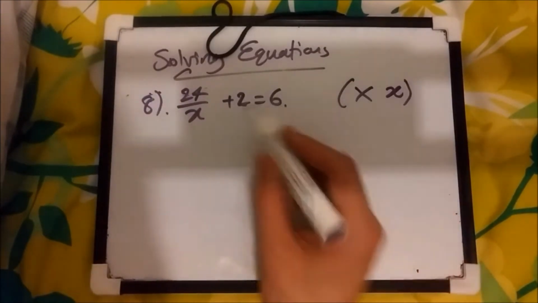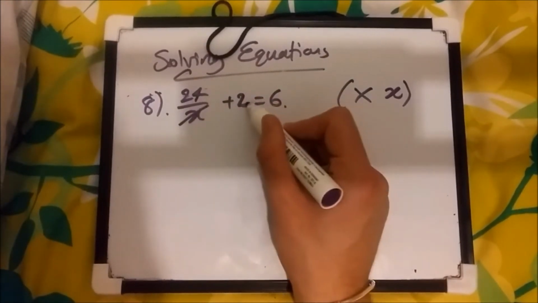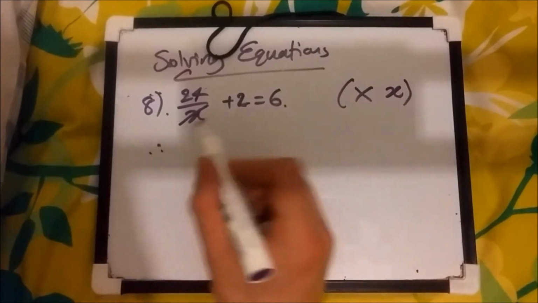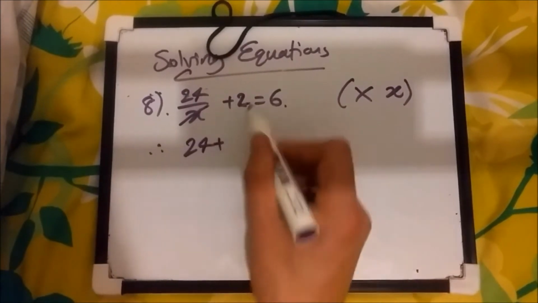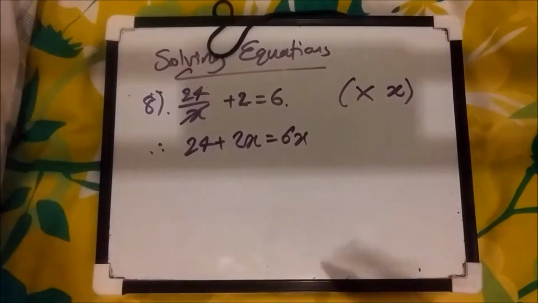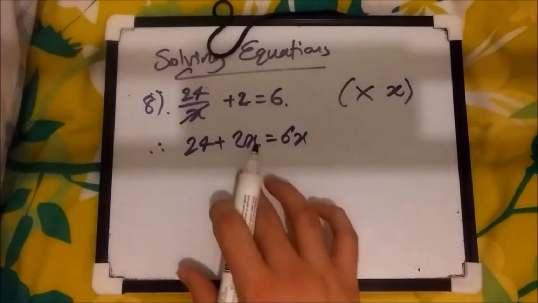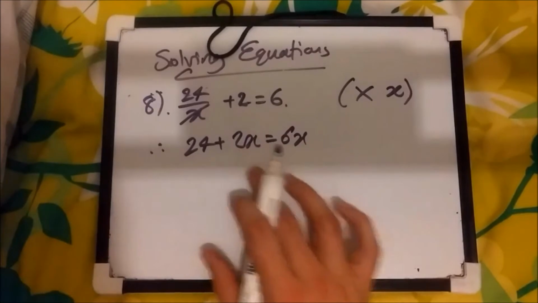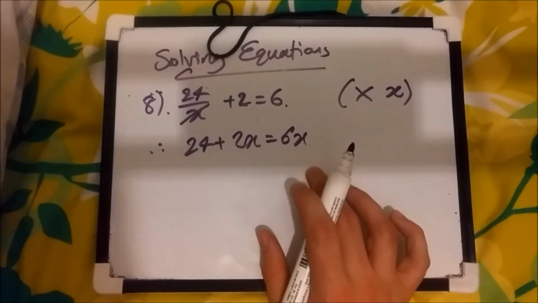So, multiplying x across, this is going to be gone. This will have an x, this will have an x. So, therefore we have 24 plus 2 times x is 2x. 6 times x, 6x. Done. Now, again, you can pick where to put x's. Let's put the x's on this side now because it's already there.